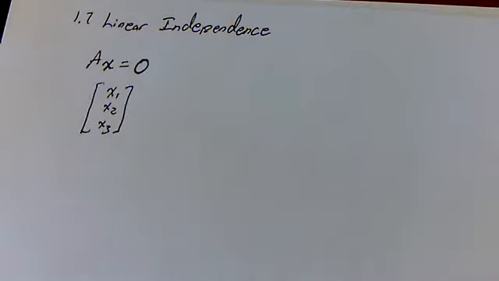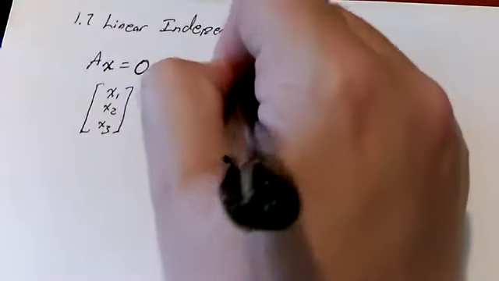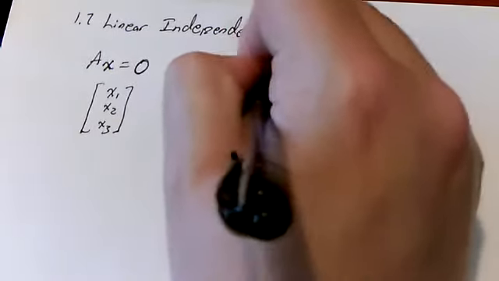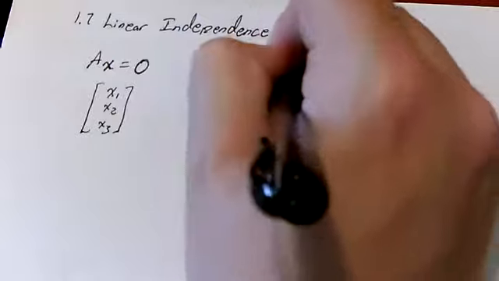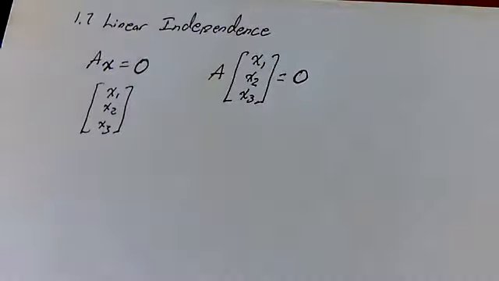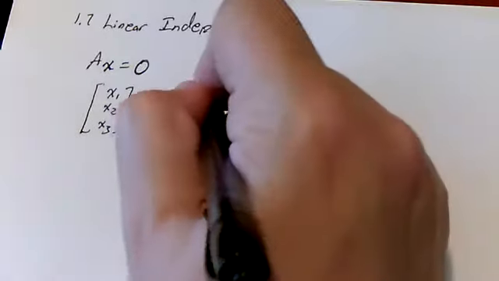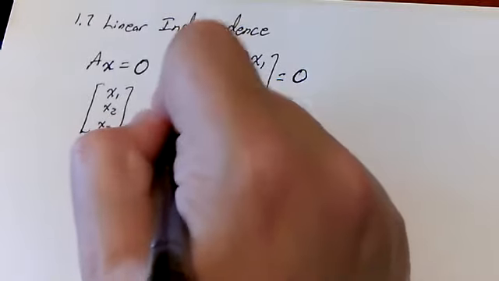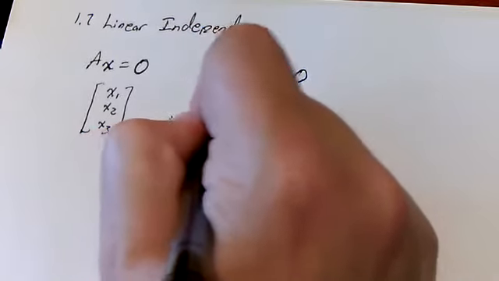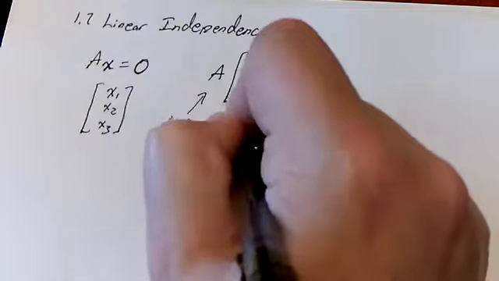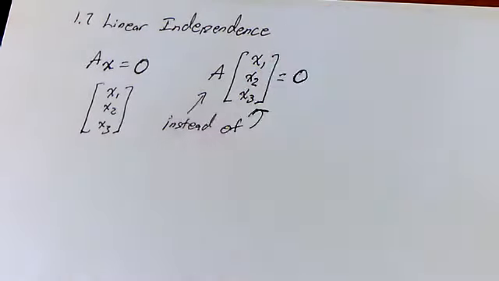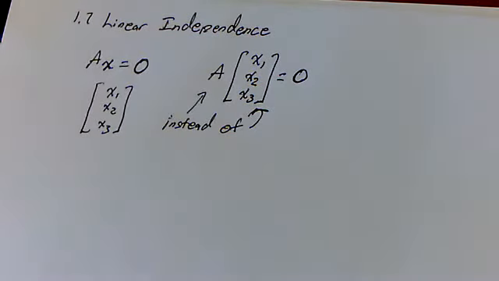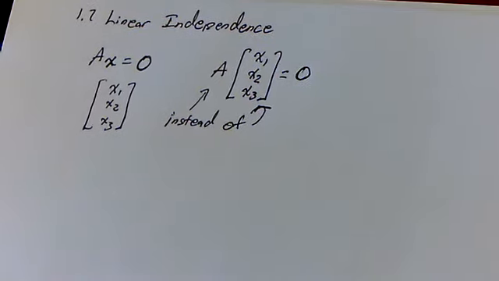Well, when we're talking about linear independence in 1.7, we shift the focus a little bit, and we're going to talk about the matrix A more, instead of looking only at the solution vector. So we're going to be looking here instead of looking here. So we're looking more at the matrix when we're looking at linear independence.